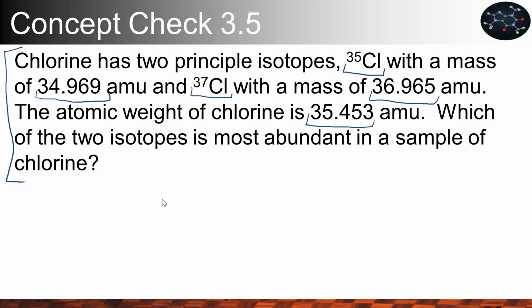So which of these two, chlorine 35 versus chlorine 37, is going to be the one that we have more of naturally occurring? Now, more of this one. Why? Because in a weighted average, whatever we're closest to must be what has the most weight, meaning the most occurring of the species.